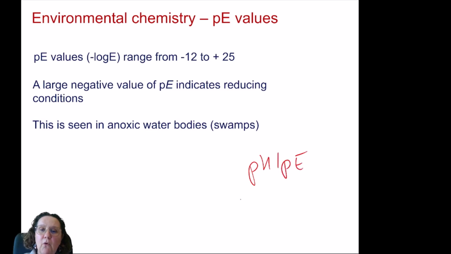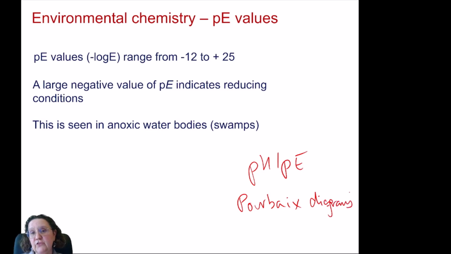So we can come up with something called pH-pe diagrams, also called Pourbaix diagrams, because of the French chemist that did a lot of work in this area and came up with this idea. In a Pourbaix diagram, you do not represent, funnily enough, the electropotential. You represent minus log of the electron potential, and that's what the p stands for. As pH is minus log of the concentration of hydrogen ions, pe is minus log of the electropotential.